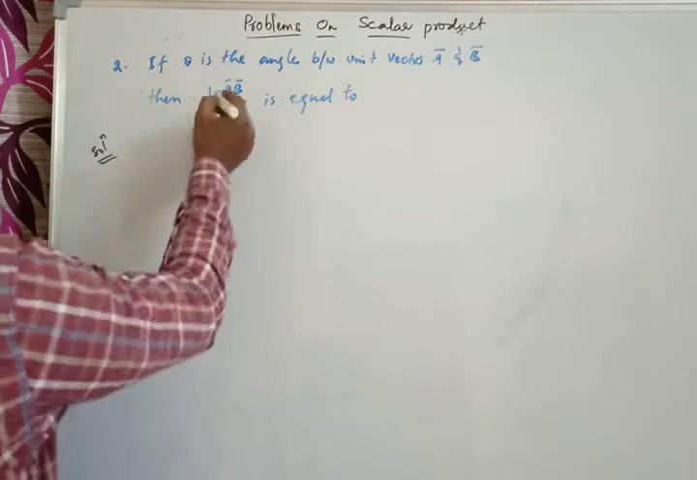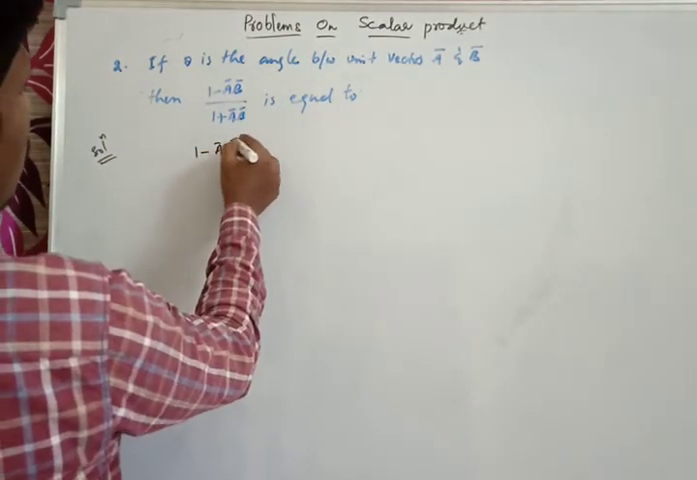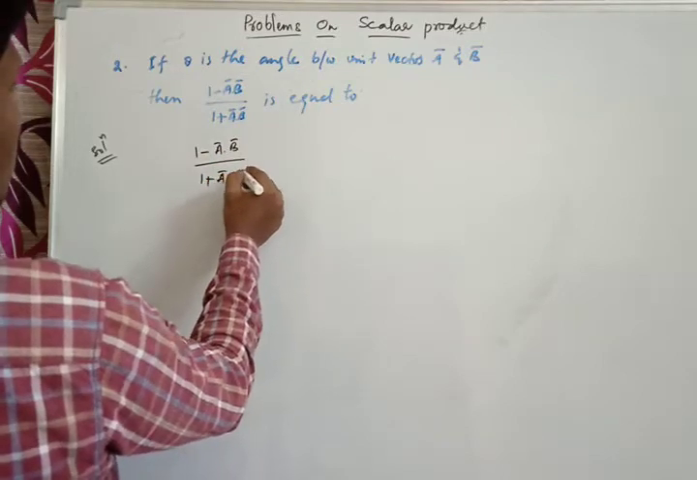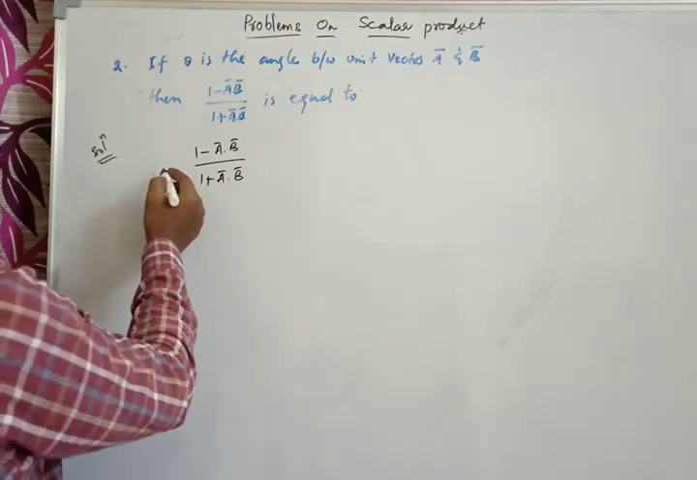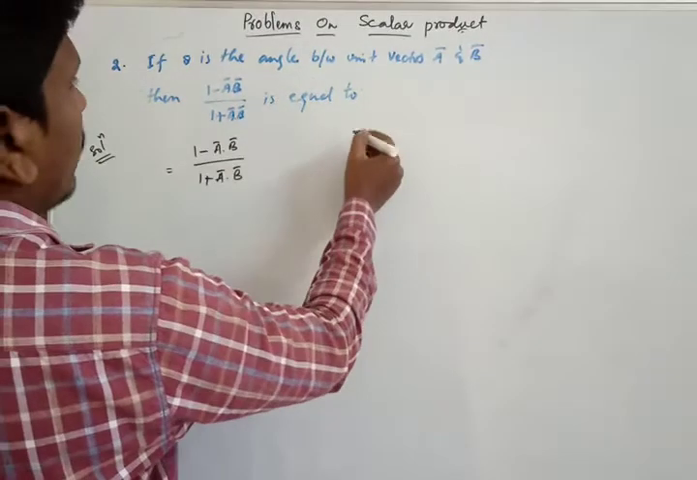Okay, so that is what? (1 - a⃗·b⃗)/(1 + a⃗·b⃗). This is equal to what? That we need to find out. Okay, so let us try to understand.